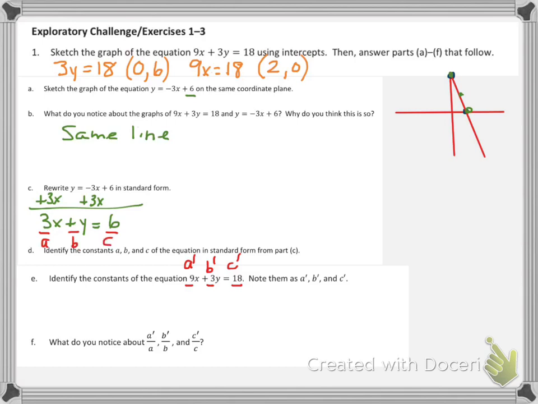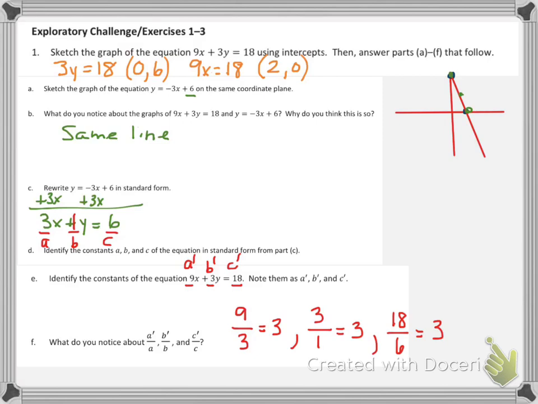What do you notice about A prime over A? Well, A prime is 9 over A, that's 3. 9 divided by 3 is 3. What about B prime over B? Well, B prime is 3 over B, which was a 1. 3 over 1 is equal to 3. Interesting. What about C prime over C? Well, C prime is 18 over C. C is 6. And 18 divided by 6 is 3 again.